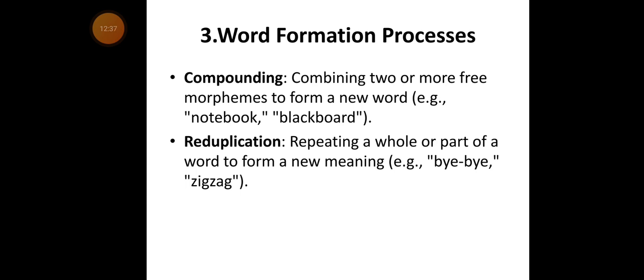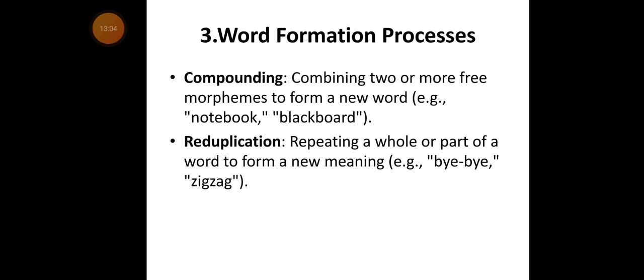For example, we have the word black, it is a color, right? Then we have the word board. So whenever we combine these two words, we will have a new word, and that new word is blackboard. We have note and we have book. If we combine these two words, we have a new word which is notebook.